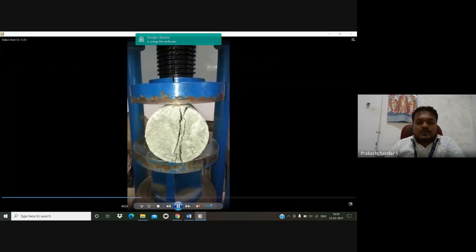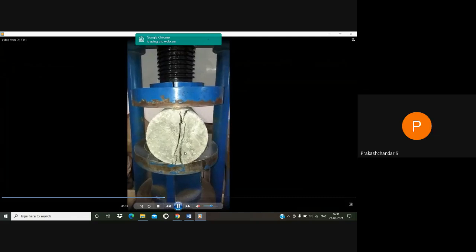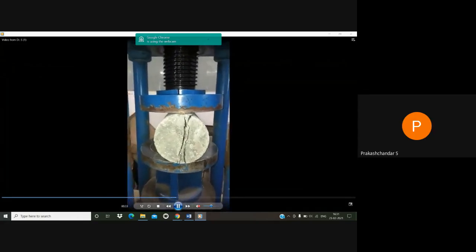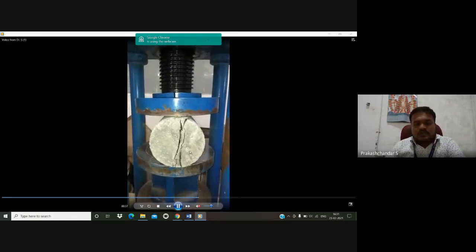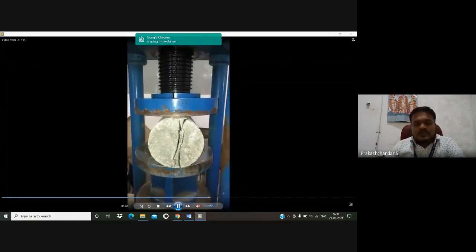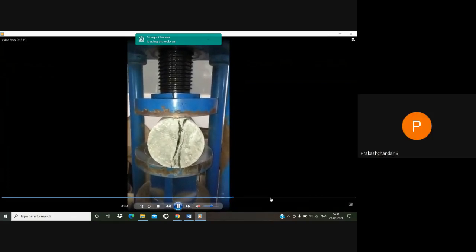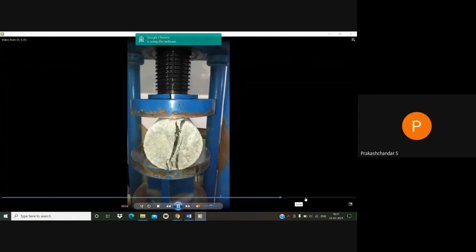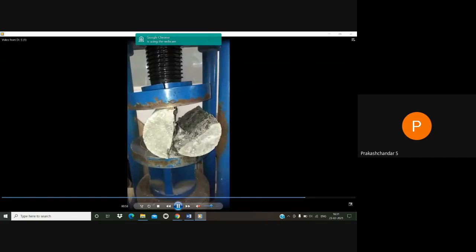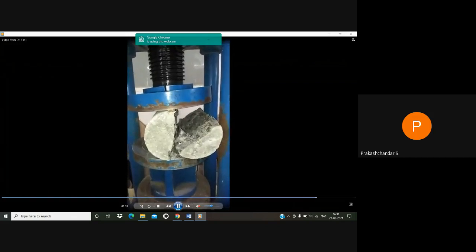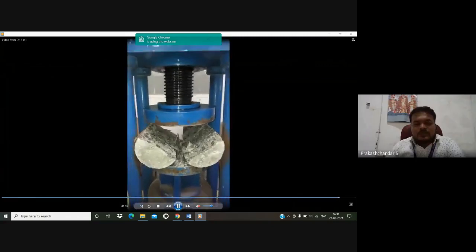So this is a specimen in the compression testing machine for doing the splitting tensile strength test on the concrete specimen. The specimen is kept in horizontal position. Wooden strips are available, and what is the formula for this one? 2P by pi DL. So you have to wait until splitting occurs.